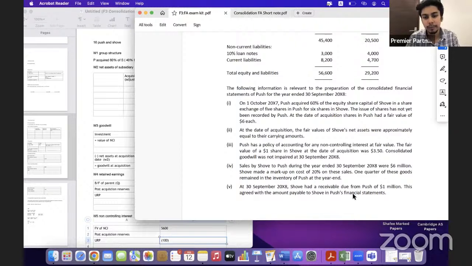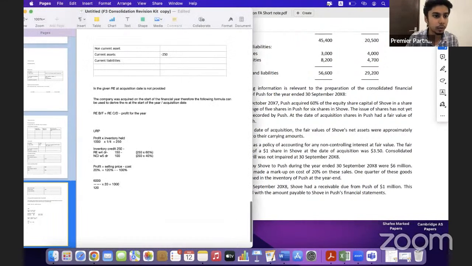On 30th of September, S had a receivable of 1 million. Guys, one person's receivable means the other person's payable. What do we call these transactions? We call these current account transactions.